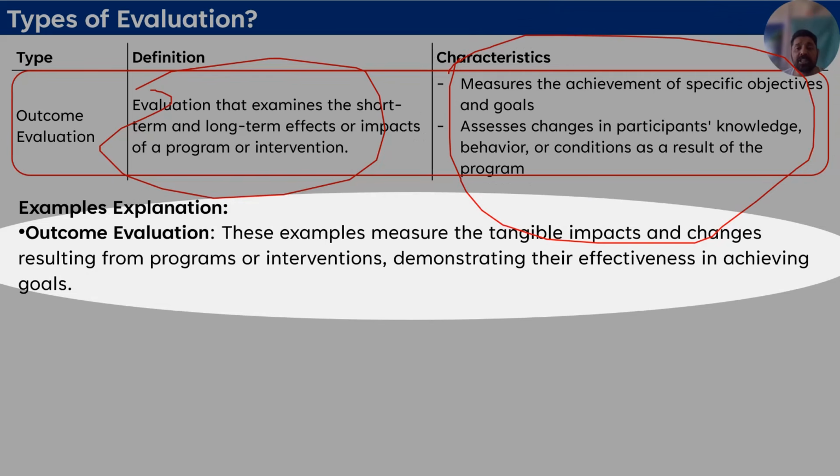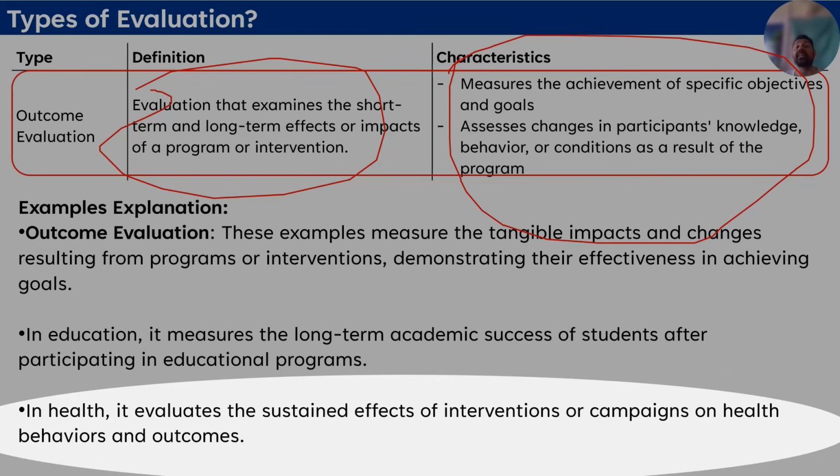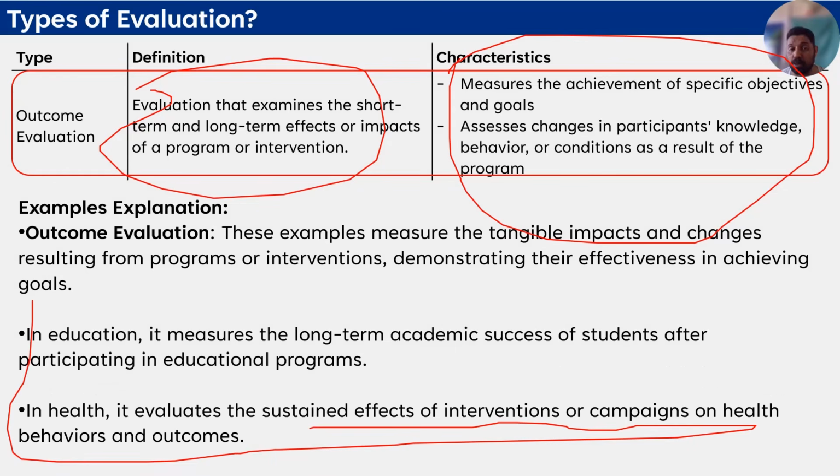These examples measure the tangible impact and changes resulting from programs or interventions, demonstrating their effectiveness in achieving goals, long-term goals. Similarly, in education, it measures the long-term academic success of students after participating in educational programs. In health, it evaluates the sustained effects of interventions or campaigns on health behaviors and outcomes. So these are some of the examples related to outcome evaluation.